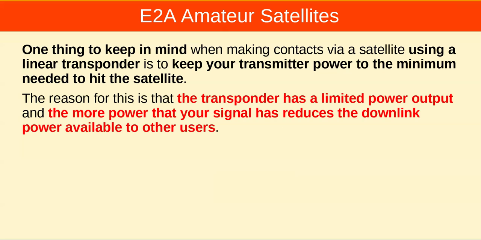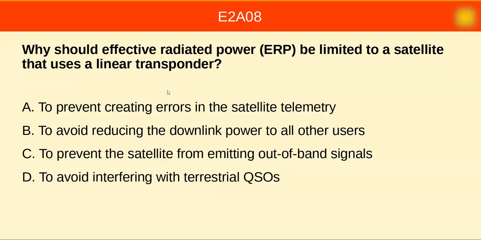That's one of those things where, in previous questions, you're supposed to look at the beacon signal to see what your power is, compare it to what it should be, and all that good stuff. I'm sure you remember that one, right? Why should effective radiated power, ERP, be limited when a satellite uses a linear transponder?